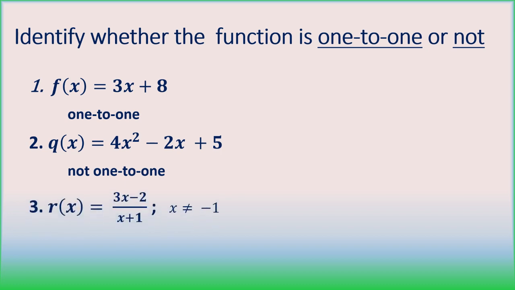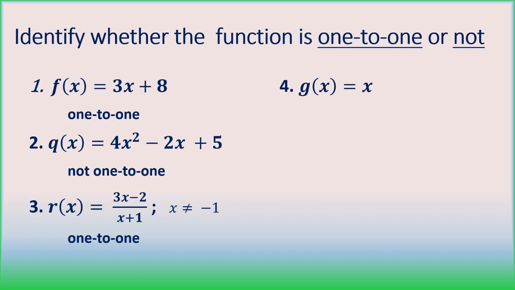Number 3, we have r of x equal to 3x minus 2 all over x plus 1. X plus 1 here is a denominator and it should not be equal to 0. Thus, x should not be equal to negative 1. This is a one-to-one function. Next, we have number 4, g of x is equal to x. Is this a one-to-one function?